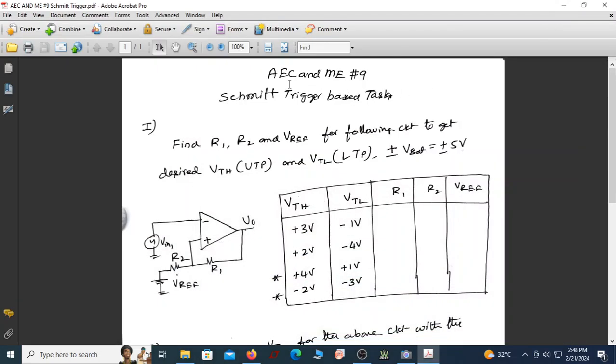Let us continue the solution for this ninth series of AEC and ME. In the previous video we were discussing the Schmitt trigger. We have already done these two problems, where we found the values of R1, R2 and V reference voltage. Let us find them for these two.